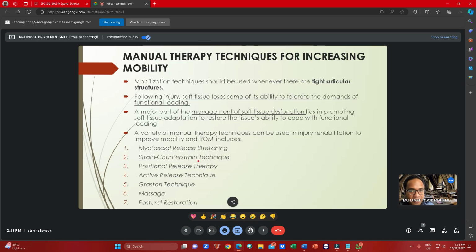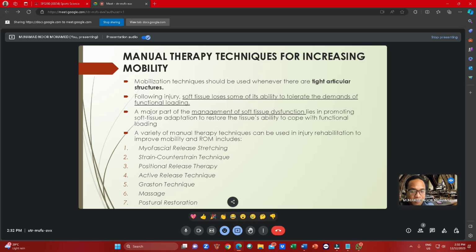Okay, and also we have other manual therapy techniques to further enhance mobility. Mobilization techniques should be used whenever there are tight articular structures. Following soft tissue loss, some of its ability to tolerate the demands of functional loading is lost. If we have an open wound or whatsoever, at the end of the day we are going to get scarring and everything, and those further limit the range of motion. So a major part of the management of soft tissue dysfunction lies in promoting soft tissue adaptation to restore the tissue's ability to cope with functional loading.